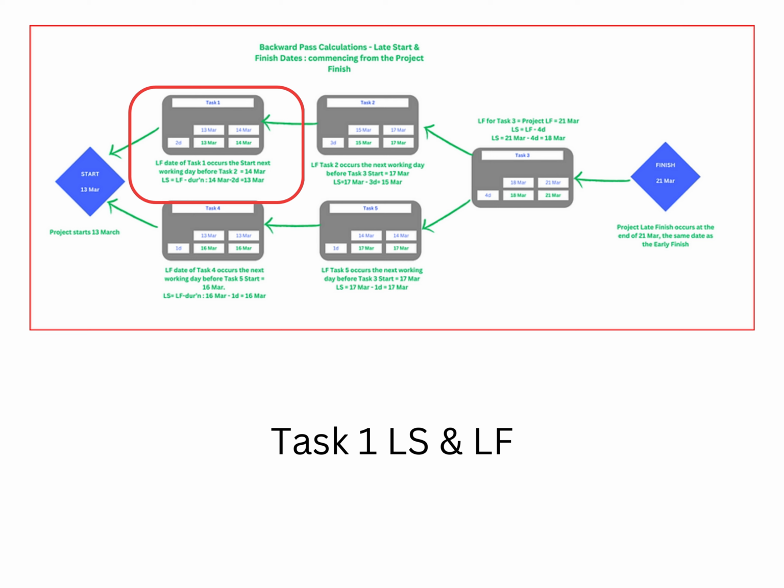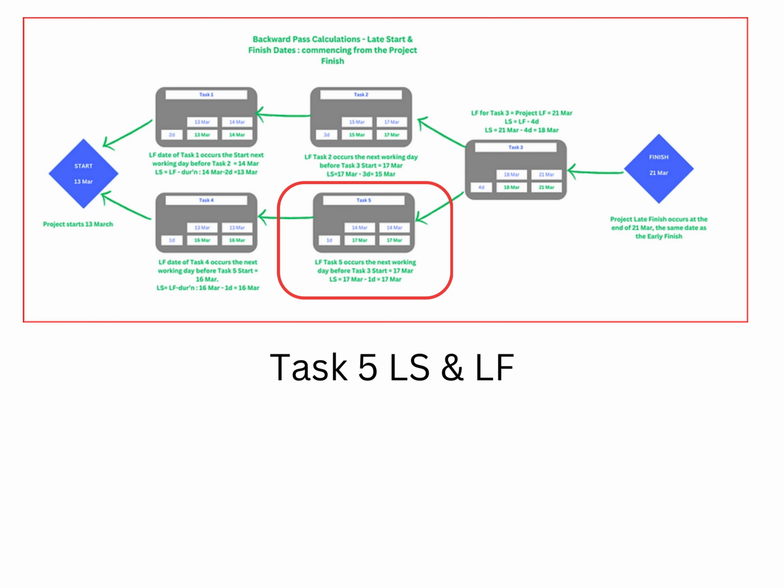Let's look at Task 1. The late finish date is the preceding workday to the start of Task 2. In this case, the late start of Task 2 is the 15th of March at 8 a.m. Therefore, the late finish of Task 1 is calculated as the 14th of March at 4 p.m. The late start of Activity 1 is equal to the late finish minus the Task 1 duration of 2 days. The late start of Task 1 is the 13th of March at 8 a.m.